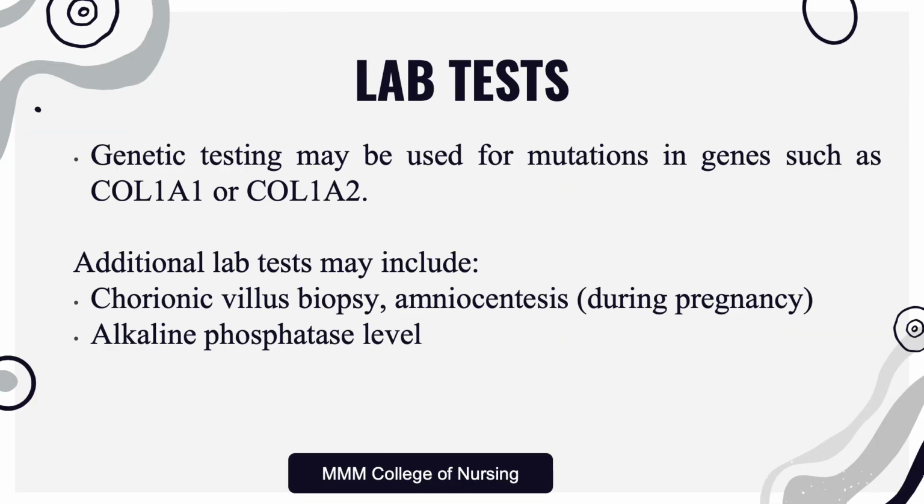Look at the lab tests that are useful in detecting OI. Genetic testing may be used for mutations in genes such as COL1A1 or COL1A2. Additional lab tests may include chorionic villus biopsy and amniocentesis during pregnancy, which we'll be dealing with in the next slide. We can also check the alkaline phosphatase levels. The reason why this is checked is that the values are typically normal or slightly elevated.